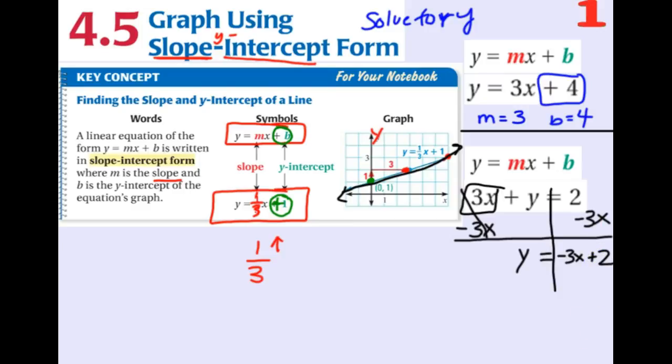So first our m, our slope in front of the x, is negative 3. And then b, what's added or subtracted, this one's a positive 2. You don't need the plus, but you can if you want to.